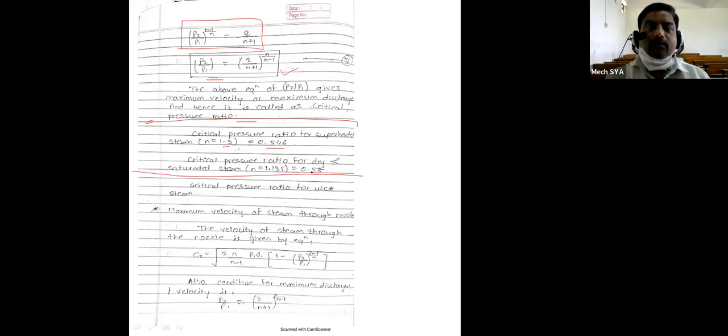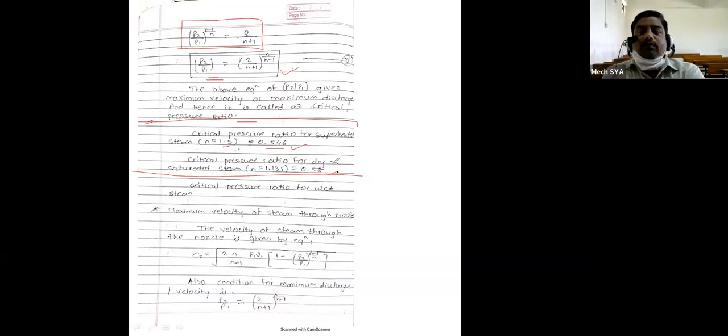You understand this. The critical pressure ratio is equal to (2 upon n plus 1) raised to n upon n minus 1. The n value we put is 1.3 for superheated steam and 1.135 for dry and saturated steam. After substituting those values, we get the critical pressure ratio as 0.546 for superheated steam and 0.58 for dry and saturated steam.